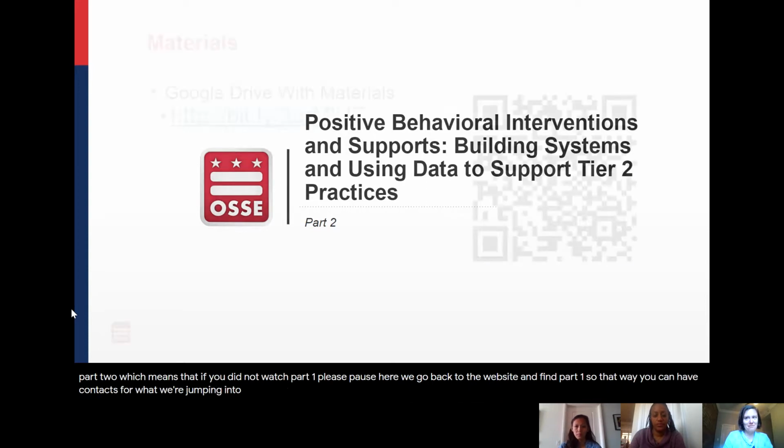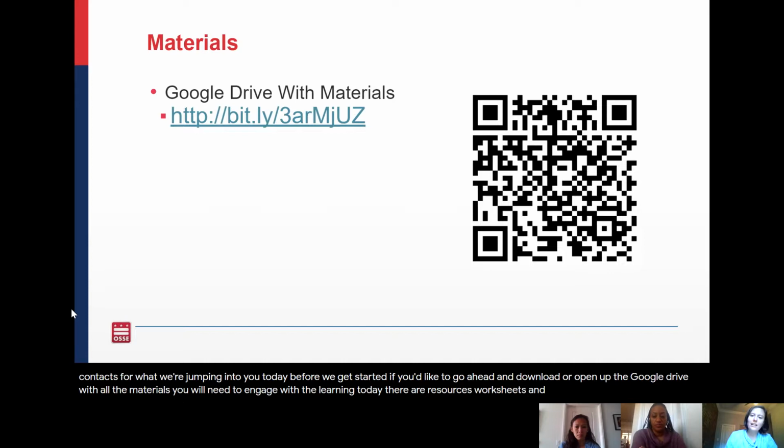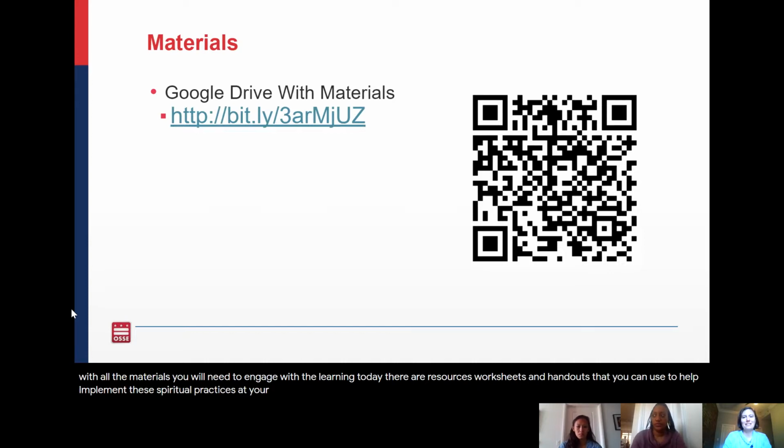jumping into today. Before we get started, if you'd like to go ahead and download or open up the Google Drive with all the materials you will need to engage with the learning today, there are resources, worksheets, and handouts that you can use to help implement these Tier 2 practices at your campus.